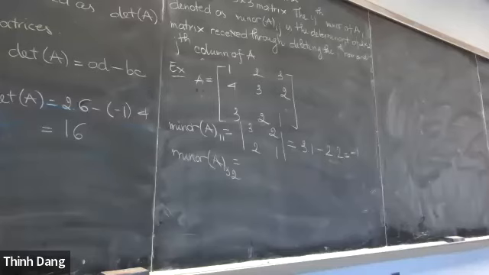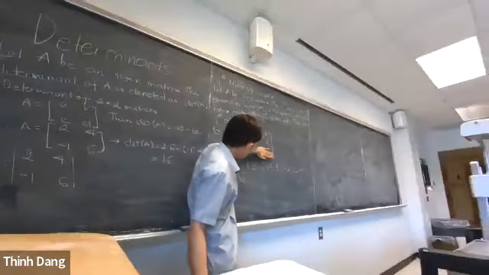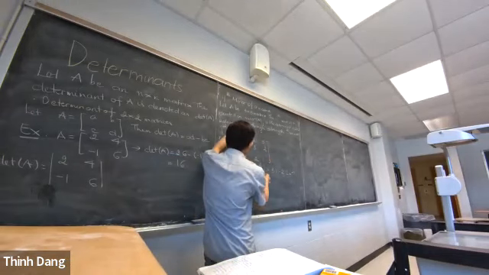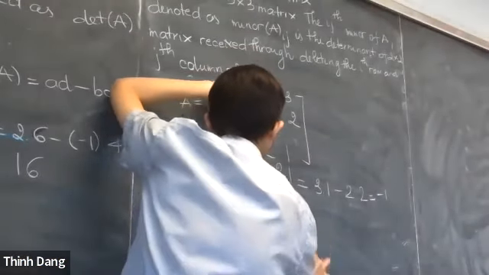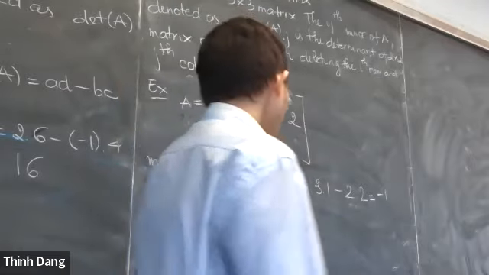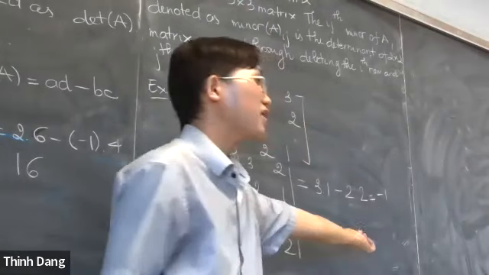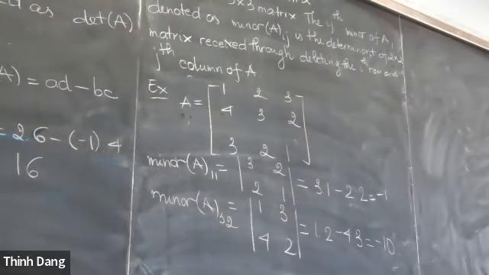Next, we will talk about the minor of A32. Similarly, now I'm going to delete the third row and the second column. So what we will have now is the matrix 1, 3, 4, 2. The determinant of this matrix should be 1 multiplied by 2 minus 4 multiplied by 3, so 2 minus 12. So the answer should be negative. This is how we determine the Ij minor of a matrix. It's pretty simple, right?